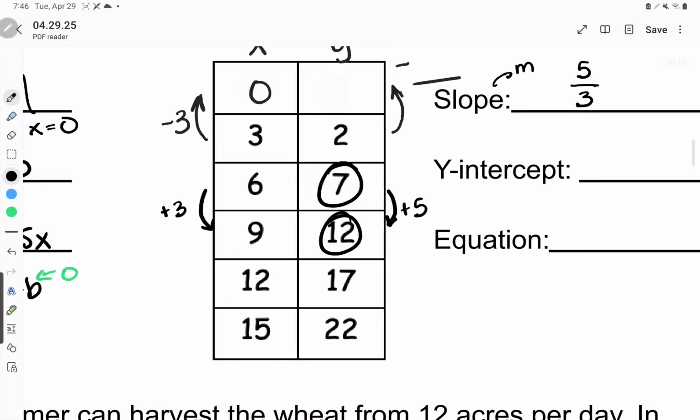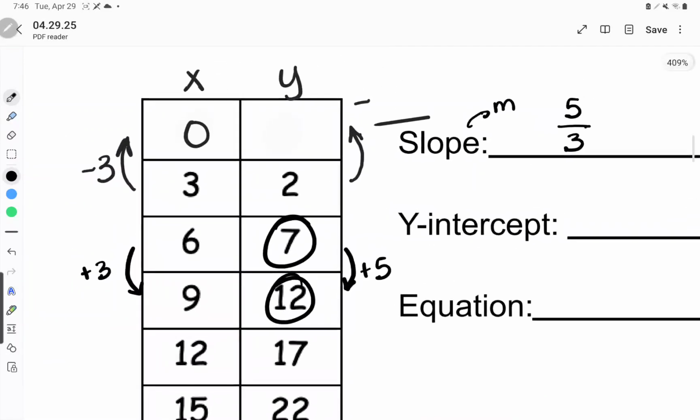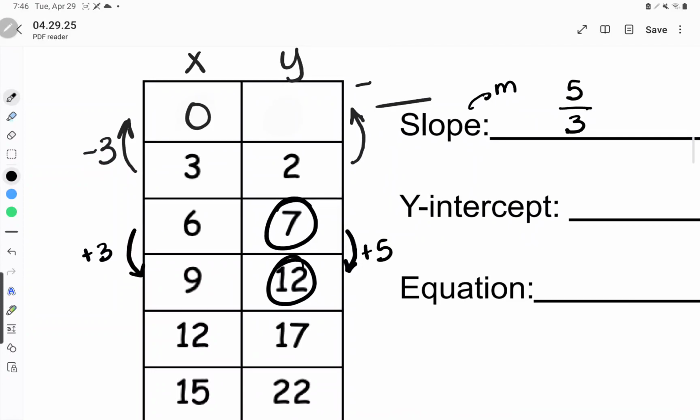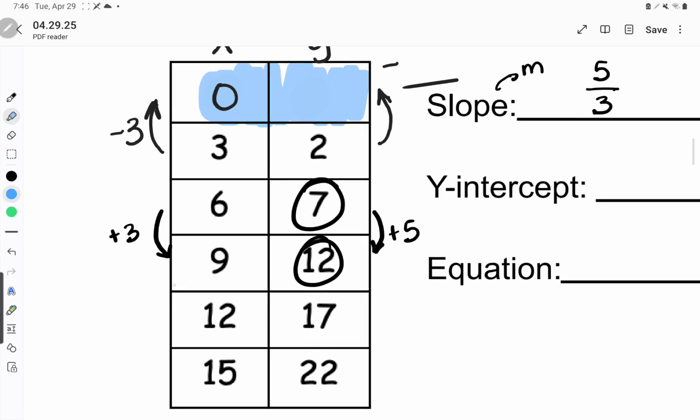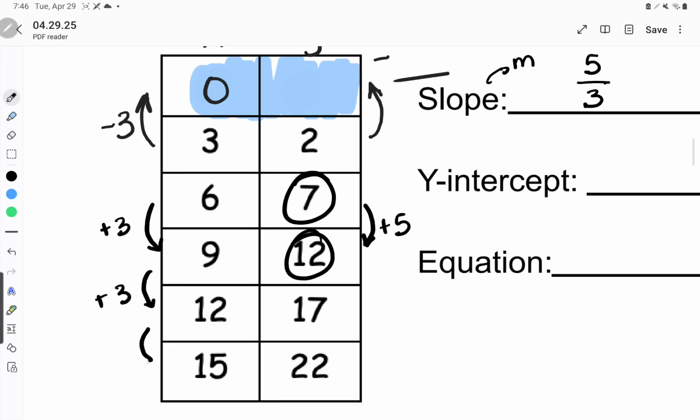Now, once again, they did not give us the 0 for us to find our b. So we have to find our 0 ourselves. So let's look at the pattern that we have going on here. Every time over here, I add 3. To go from 6 to 9, I add 3. To go from 9 to 12, I add 3. To go from 12 to 15, I add 3. And then right here, to go from 3 to 0, we subtract off 3.